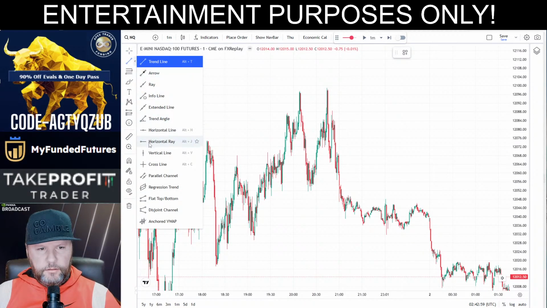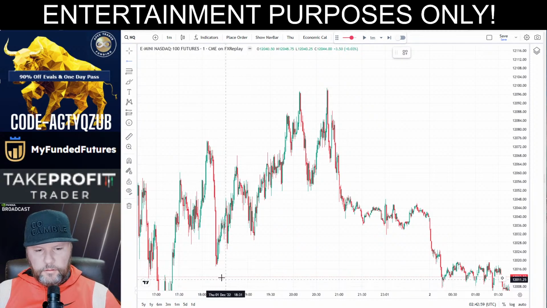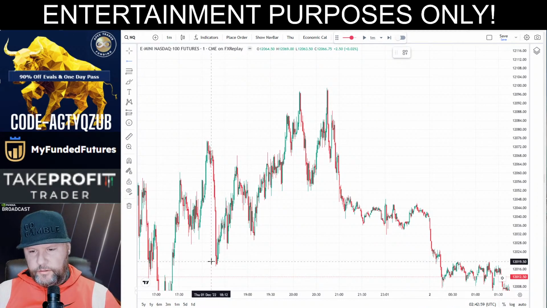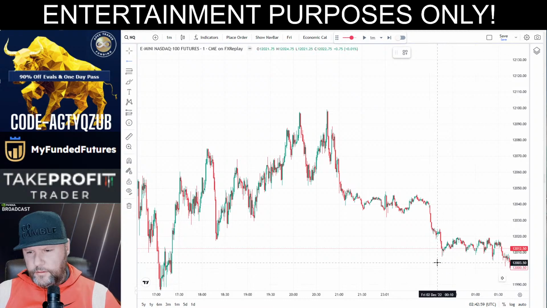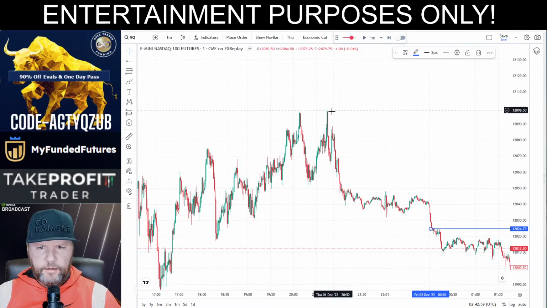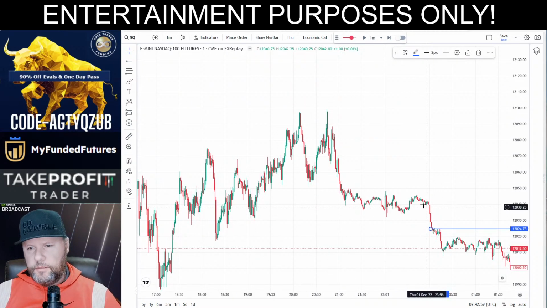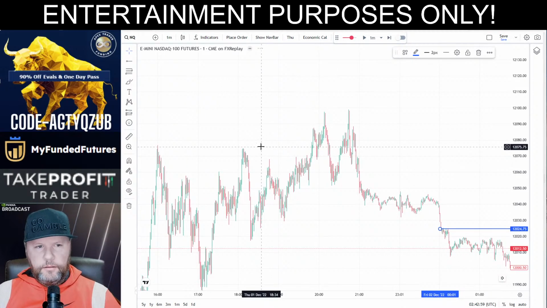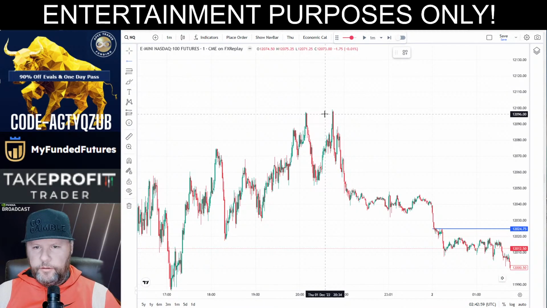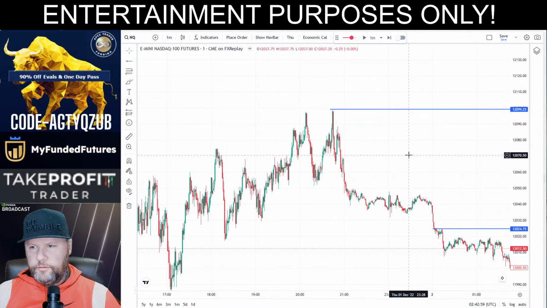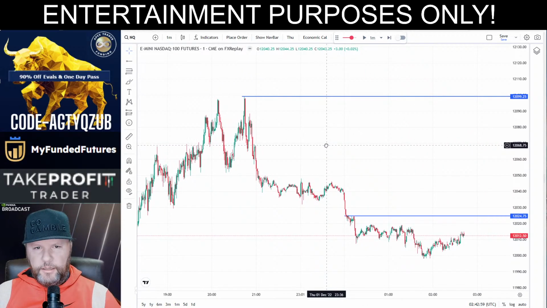Let's see. So 7's here, and midnight. It doesn't really matter at this point. We can tell it's already taken it, right? So let's go to the high between 7 and midnight here. It's right there at 12,099.